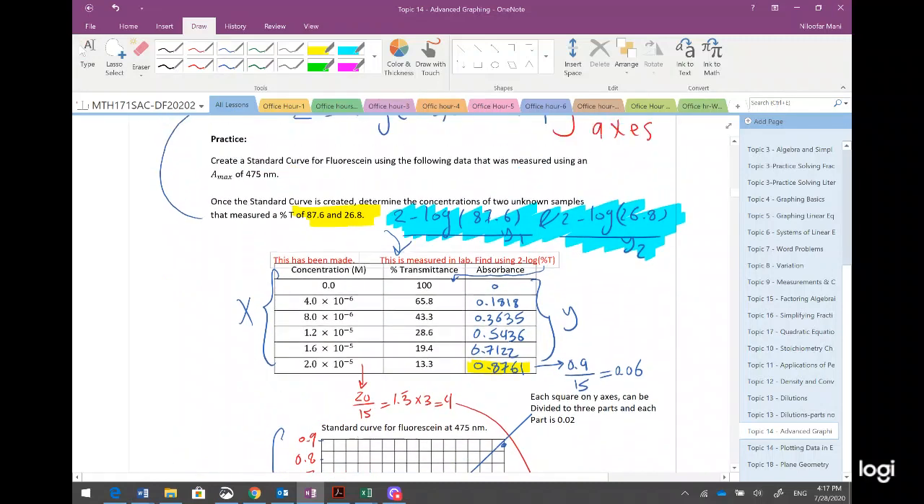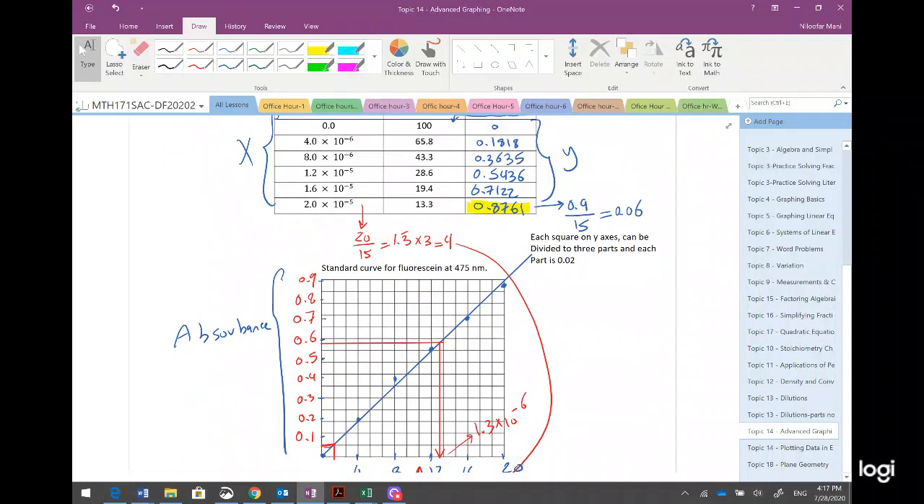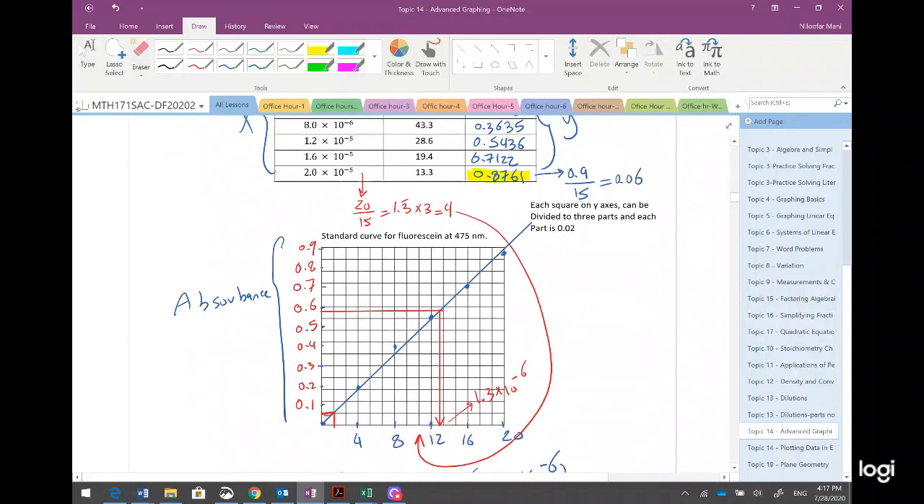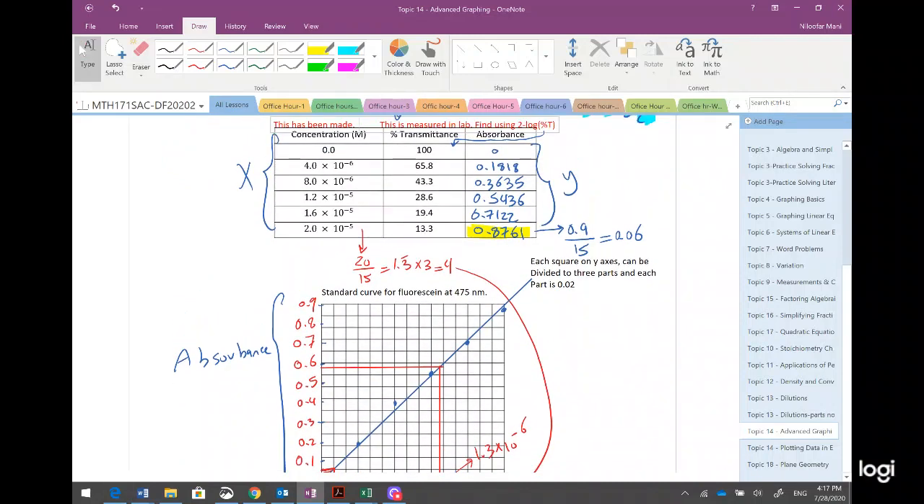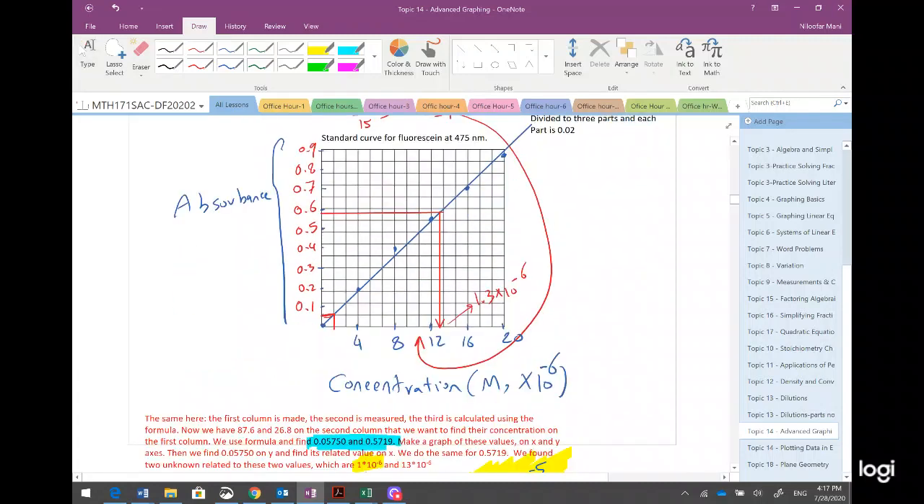Okay, so the next example here, the same. The first column has been made. The second column is measured by equipment, as I said. The third column is calculated. So then I use the same method, just to divide between 15 parts, the same method I did in topic 4. And some of you did a good job in the quiz. Some of you really need to practice, okay, in order to graph it.